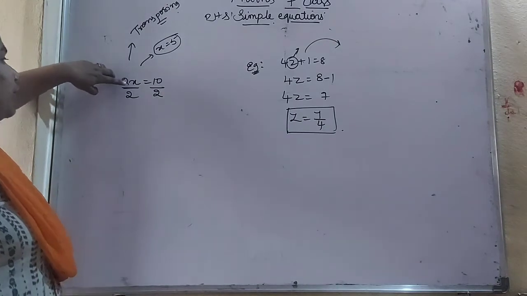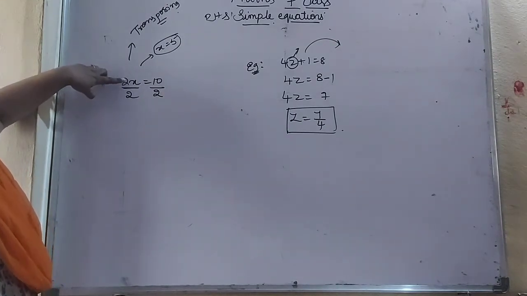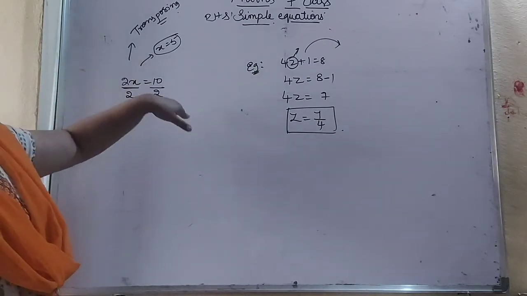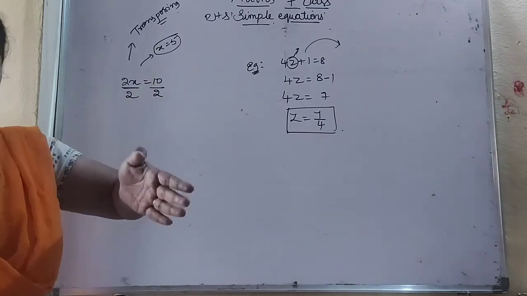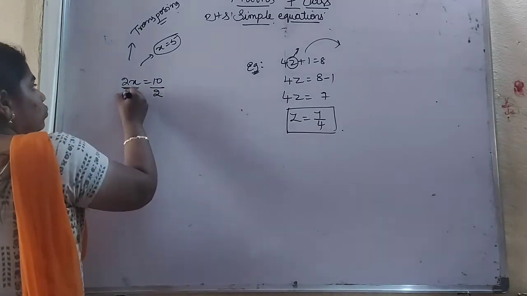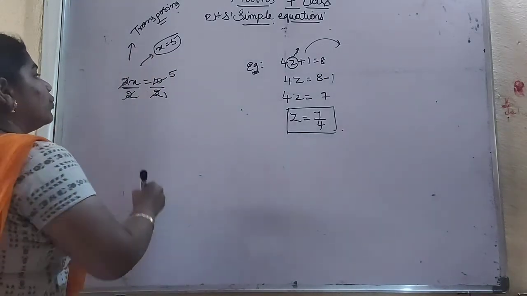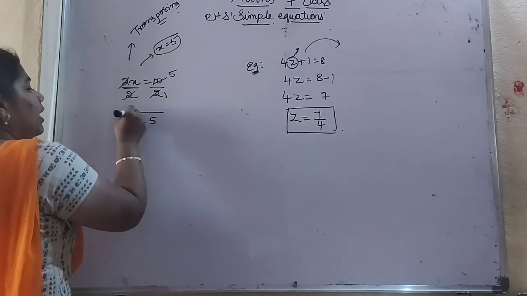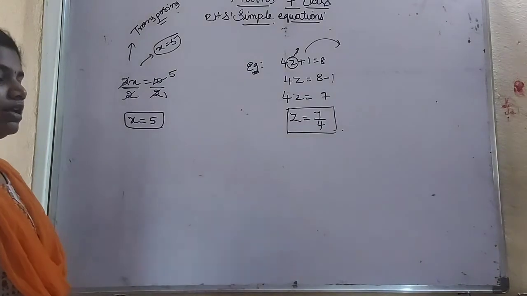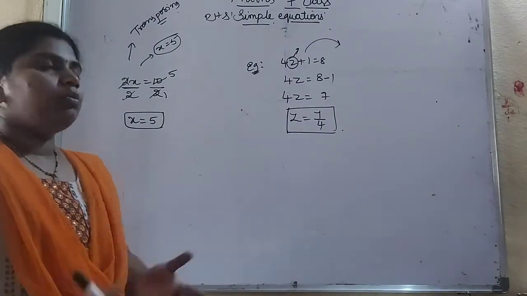So 2x, 2 is in the form of multiplication. I want to remove this 2. For removing this 2, what am I doing? I am dividing by 2 on both sides. Multiplication will become division. Okay, now 2 will get cancelled. 2 1s are 2, 2 5s are 10. So what is the x value here? X value is 5. This is without transposing. That means we are equating on both the sides. The numbers are equated on both the sides.